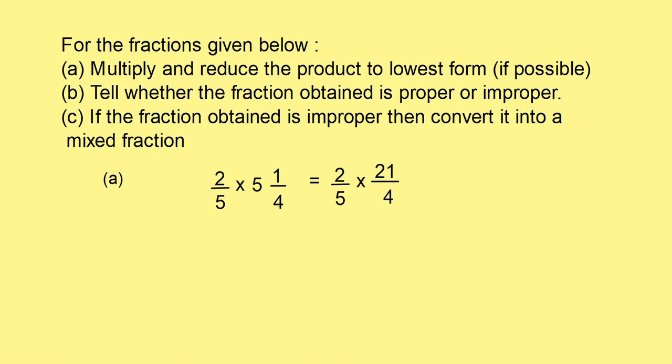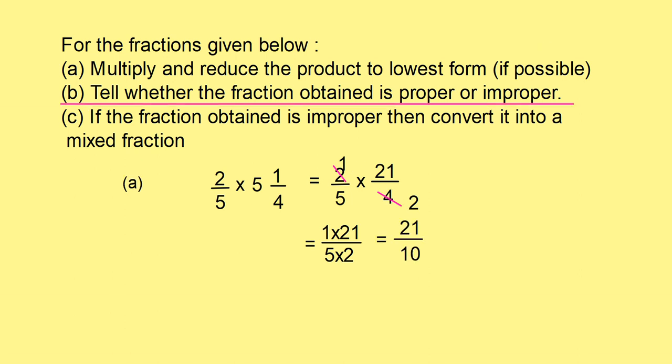Now 2 and 4 we can divide by 2. So we get 1, 2 ones are 2, 2 twos are 4. So 1 into 21 by 5 into 2. That is 21 by 10. So the first part is over.